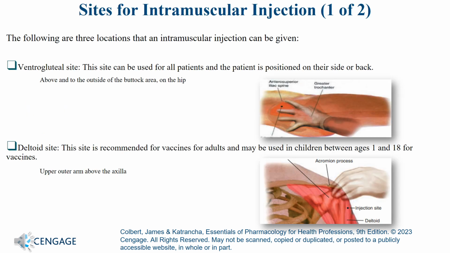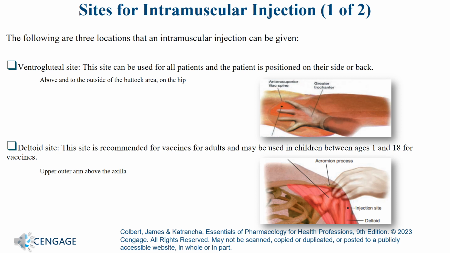We're going to take a look at the sites for intramuscular injection. We have 3 locations. The first is your ventrogluteal site. This site can be used for all patients, and the patient is positioned on their side or their back. If you'll look at the picture, it is above and to the outside of the buttock area on the hip. You'll see where you talk about the greater trochanter, your anterior superior iliac spine, and then where you go in from there.